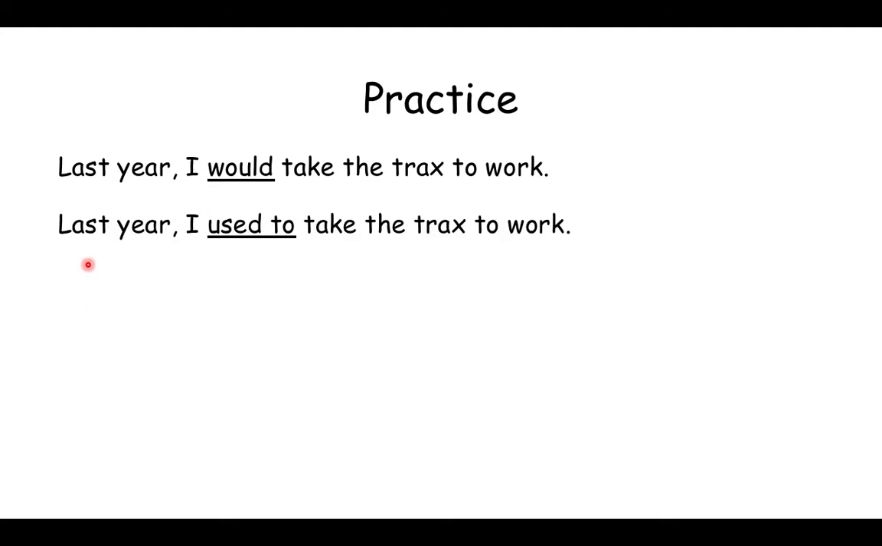This one says, last year I used to take the tracks to work. So you'll see that both of these sentences are the same, and the only difference is this sentence says would and this one says used to. So both of these can be used one or the other, and they mean the same thing. They're both past tense, and both of them let us know that whatever is happening in the sentence used to happen a lot in the past.